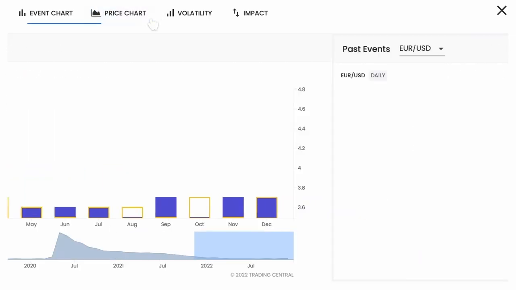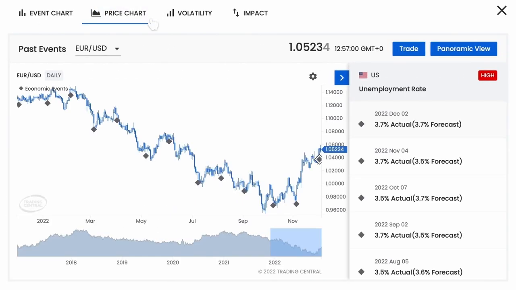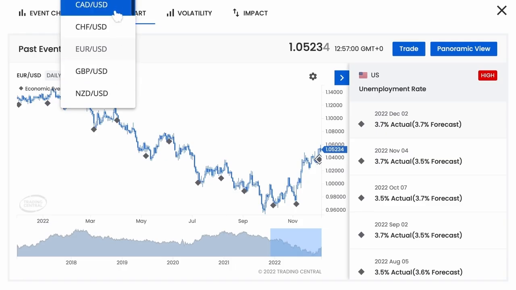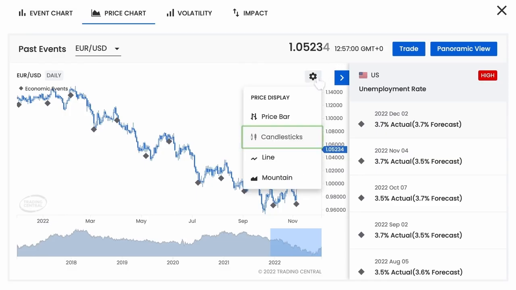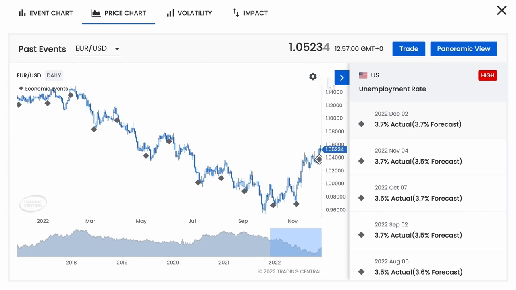Switch to the price chart to see price performance around previous events and explore their potential relationship with the interactive charts. The chart will default to a frequently used FX pair, but you can adjust to a pair of your choice with the drop-down. A corresponding price can be seen beside it. The standard view is a candlestick chart, but click the gear icon if you prefer to use a price bar, line, or mountain chart. We've overlain the economic events onto this chart as gray diamonds.